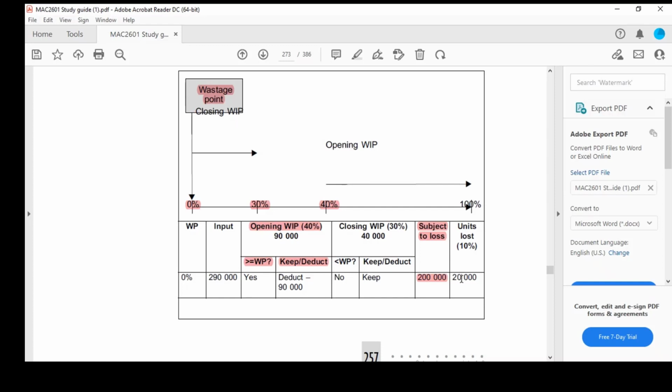Let's start again. There's wastage point and there's the normal loss size. There's two things. What I'm hearing is that you guys are combining the two. So wastage point is where the normal loss occurred. If it's at the beginning, that means it happened at 0%. However, there's still the normal loss size. That is the 10%.